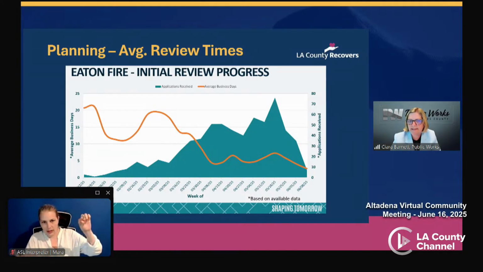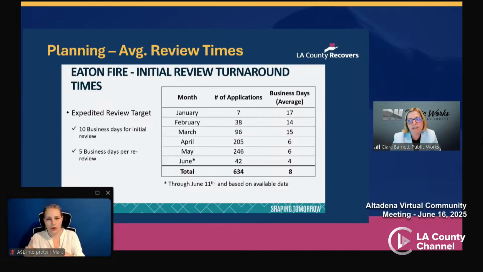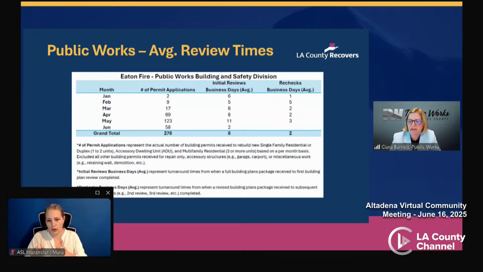And if we could go to the next slide, please. Here's a more detailed breakdown of those numbers of submittals, the number of application submittals to planning each month, and also the average number of days. So you can see again, as the number of submittals has increased, the number of business days has gone down for an overall average of 8, but they're currently at 4 business days here in June. And if we can move to the next slide, please.